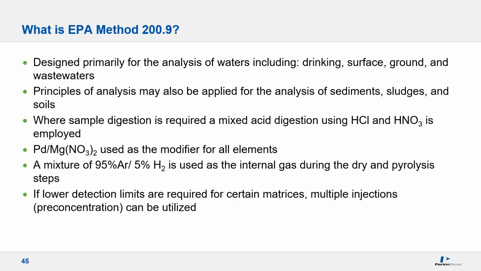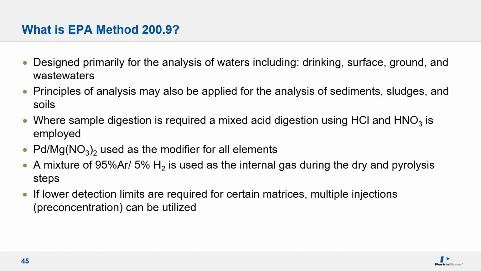EPA method 200.9 can be applicable to a wide variety of matrices and allows for the use of a mixed digestion that includes hydrochloric acid, which can potentially speed up the overall analytical process by eliminating the need for separate digestions for graphite furnace. We know from a historical perspective that chlorides cause very volatile forms for elements such as cadmium, thallium, lead, and silver that create analytical issues.